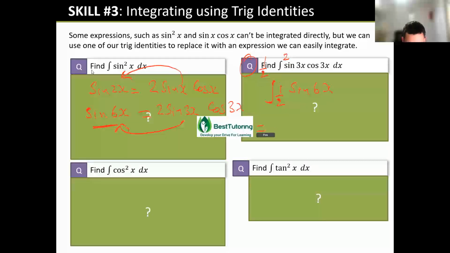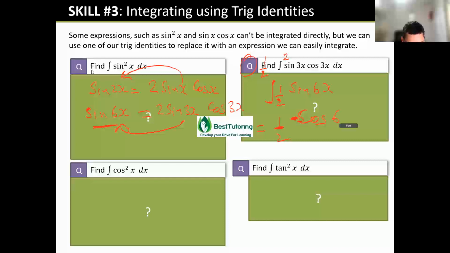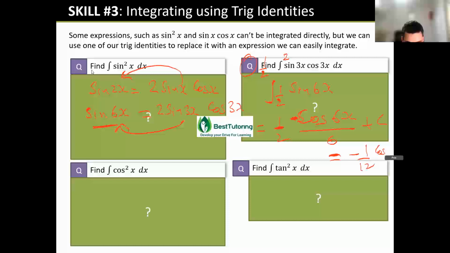And we know the integration of half sine 6x. So now what is the answer going to be? Half sine 6x gives minus 1/12 cos 6x. Good. So minus cos 6x over 6 plus c, which is the same as minus 1/12 cos 6x plus c as our answer. Write it down, guys, please, and then obviously we move on to the next part.